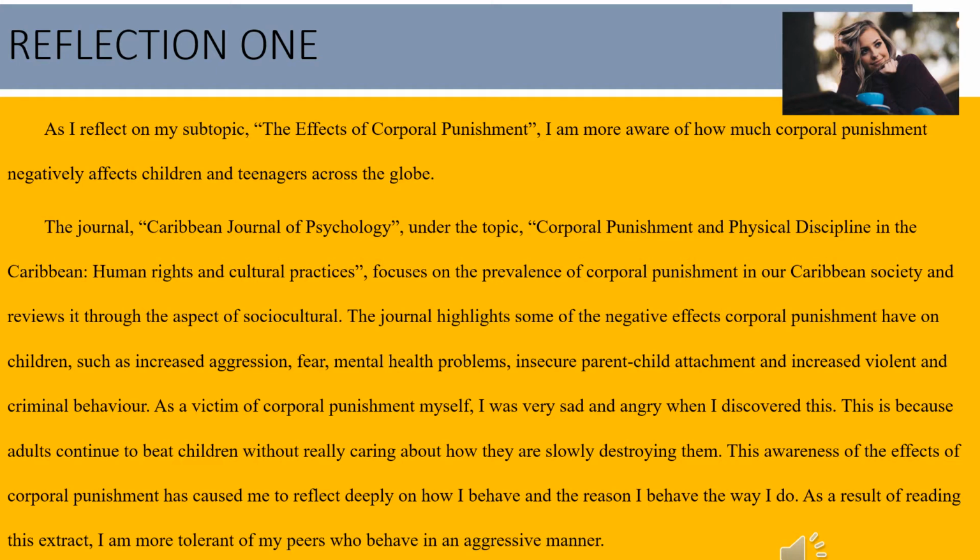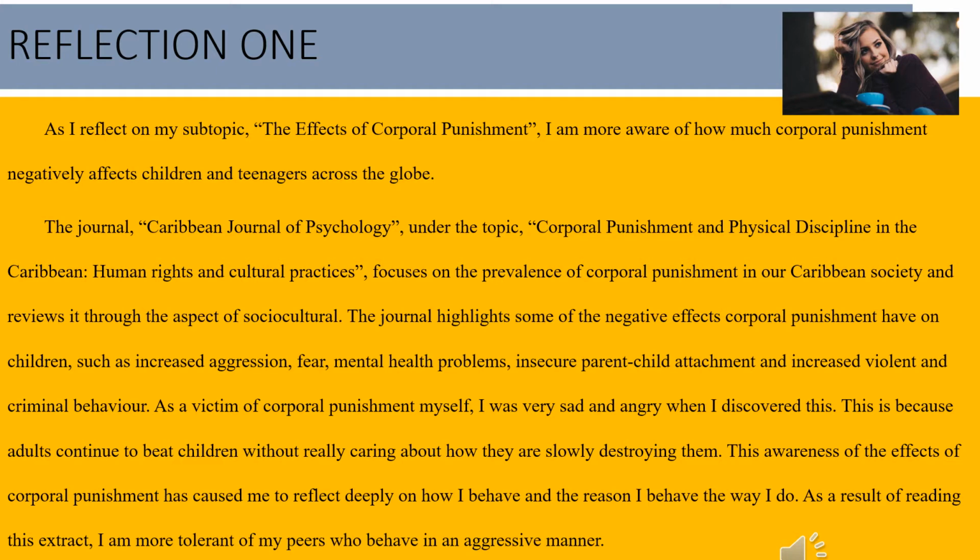The journal, Caribbean Journal of Psychology, under the topic Corporal Punishment and Physical Discipline in the Caribbean, Human Rights and Cultural Practices, focuses on the prevalence of corporal punishment in our Caribbean society and reviews it through the aspect of socioculture. The journal highlights some of the negative effects corporal punishment has on children, such as increased aggression, fear, mental health problems, insecure parent-child attachment, and increased violent and criminal behavior.